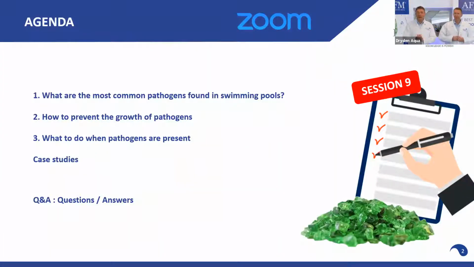First, we will quickly go through what are the pathogens that we find in the pool. Chapter number 2, we will talk about how to prevent the growth of pathogens. Very important, right? How do you prevent it? And then chapter number 3 is how do you deal with it when you have it? When you're in deep trouble, what do you do? And then we see 2 case studies.